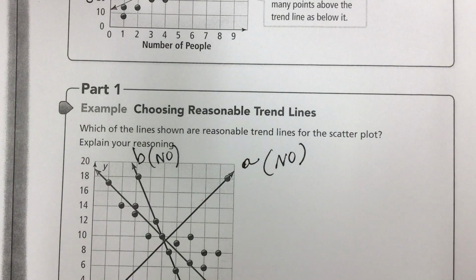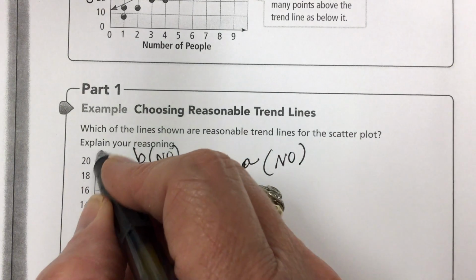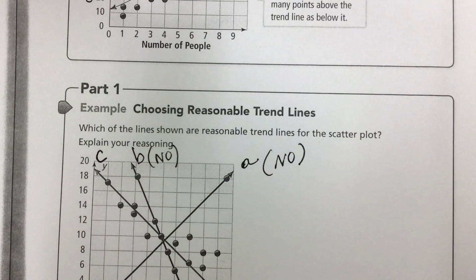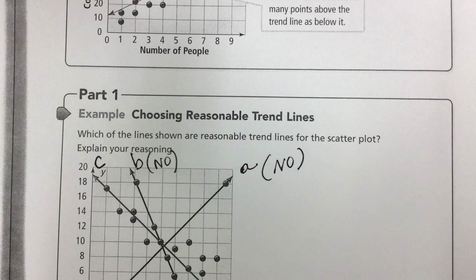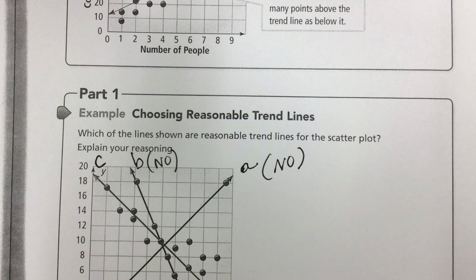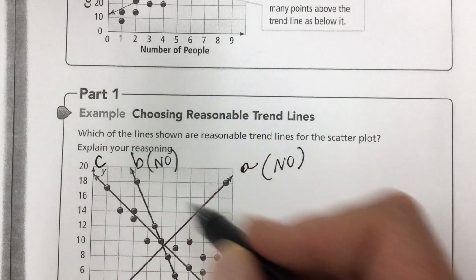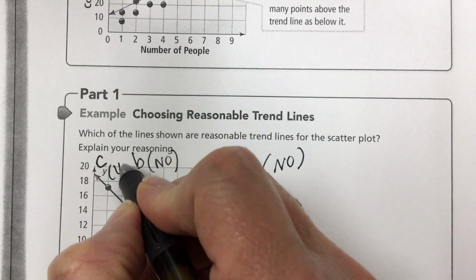And then let's look at this line. This is line C. Looking at line C, here it is. This line represents a negative association and is close to many points. So it approximates the trend of data well and is a reasonable trend line for these data. So C would be yes.